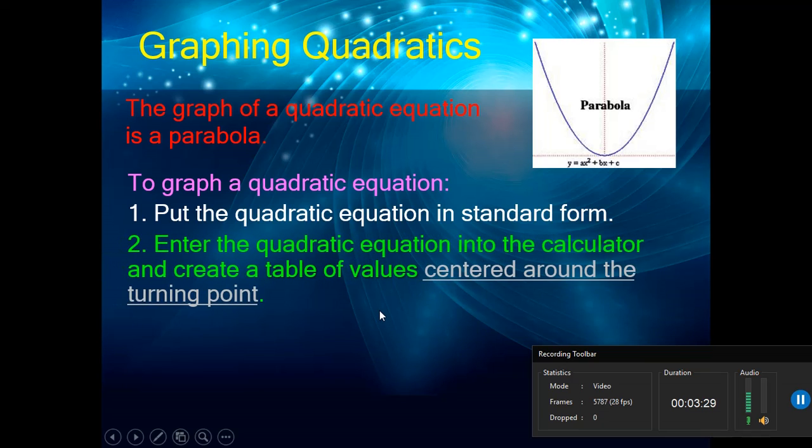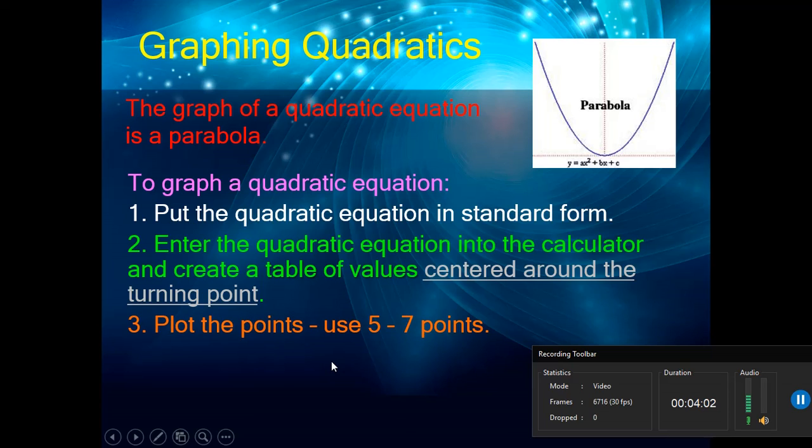Now we're going to use our iPad to help us graph. So you're going to enter the quadratic equation into your calculator, and we're interested in a table of values. We could calculate this by hand, doing some simple math, but we'll let the iPad or the calculator help us. We want to make sure that when we create our table of values, we focus around the turning point. In this picture up here, the turning point is where the smooth curve stops and changes directions. So we want to make sure that that point is present in our table.